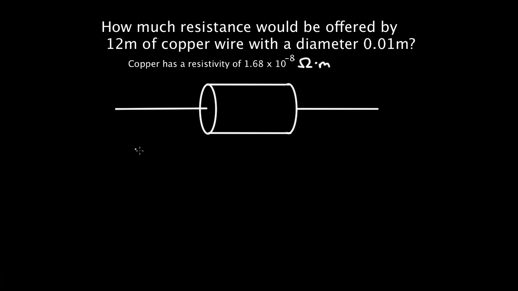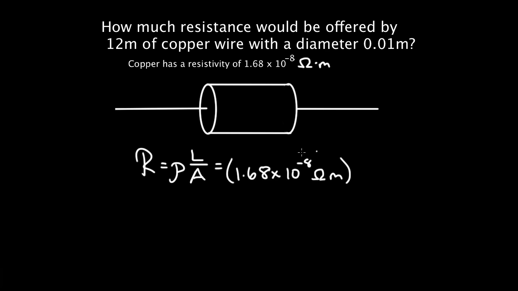We've got to use our formula. Remember, R equals rho L over A. The resistivity we have right here, 1.68 times 10 to the negative 8th. Notice how small this is. This is hardly anything at all. Copper's a great conductor. It's a terrible resistor. It lets electrons flow through it like a charm. All right, so the length, that's pretty easy. The length is 12 meters.